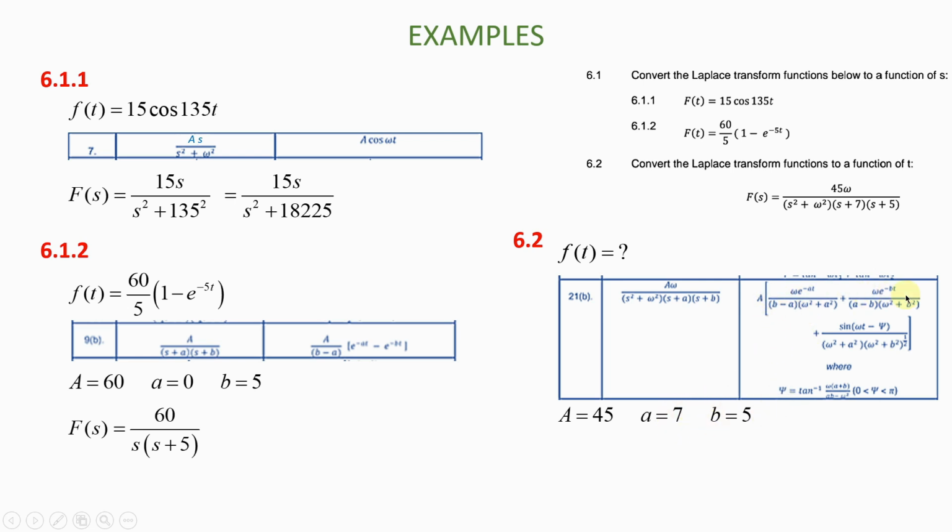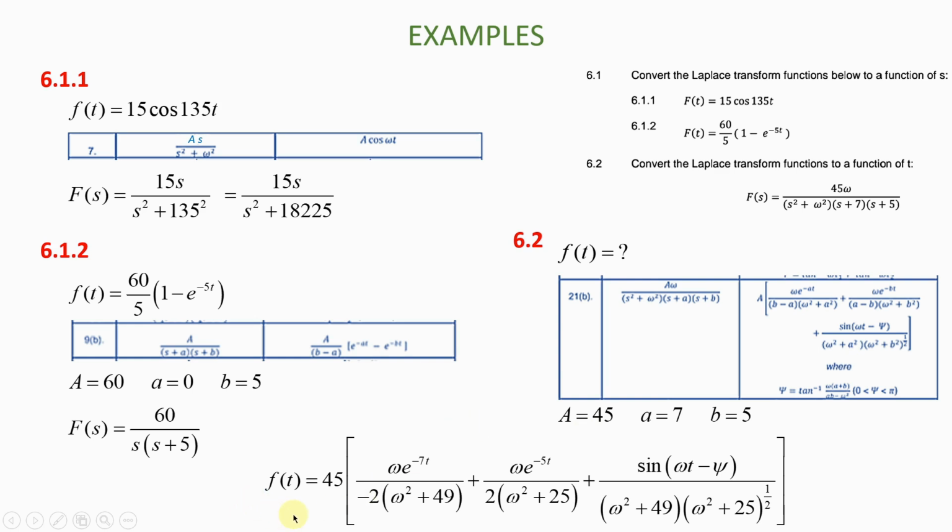So you replace that into this expression, and so what you will get for f(t) will be this, 45 multiplied by all that. All I did is just replace capital A by 45 and small a by 7 and small b by 5. So for instance, here you have small b minus small a. Small b is 5 minus small a is 7. So 5 minus 7, it's minus 2. That's why you see I have minus 2 here.